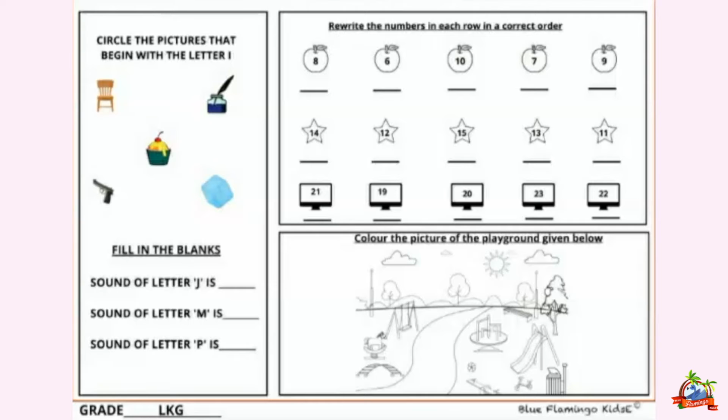Okay, what we have to do is we have to rewrite these numbers in each row in correct order.